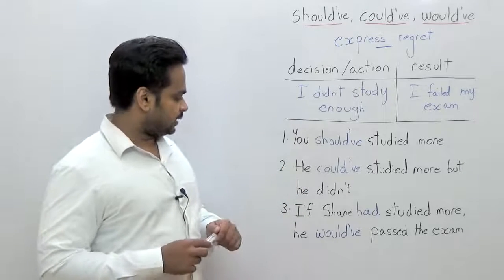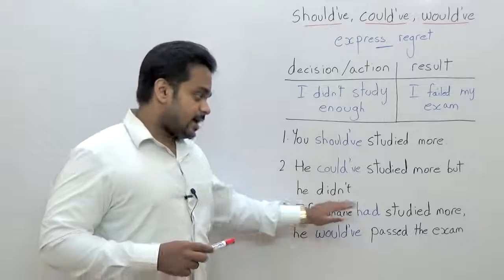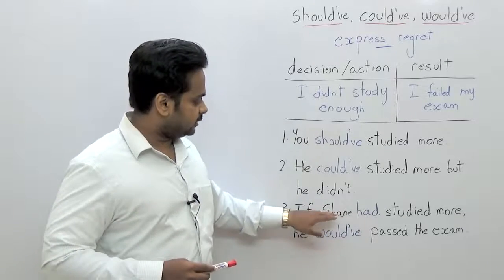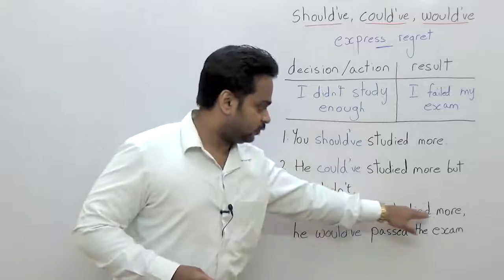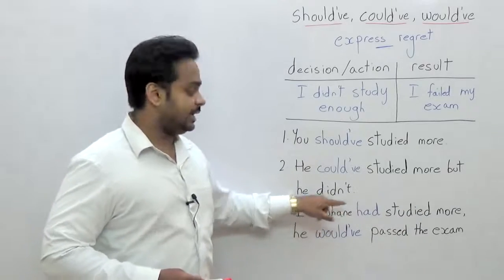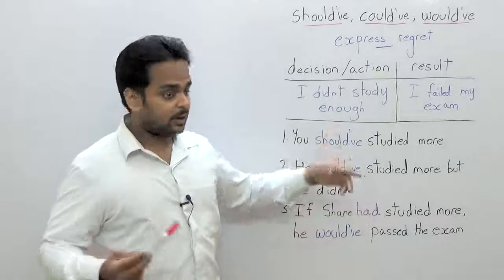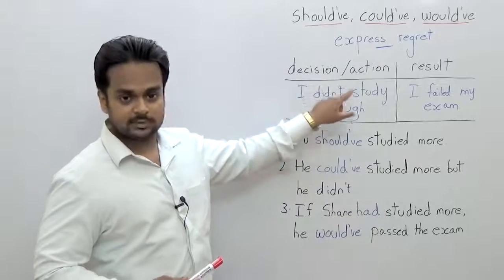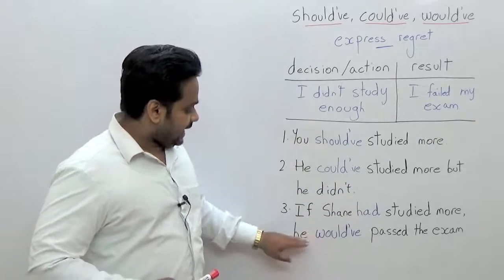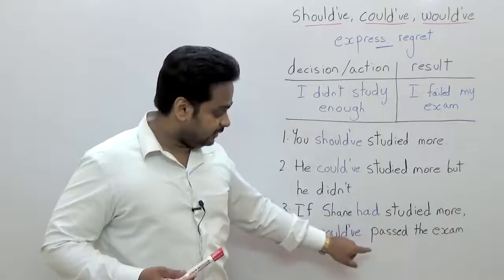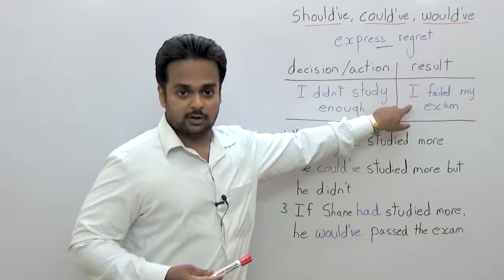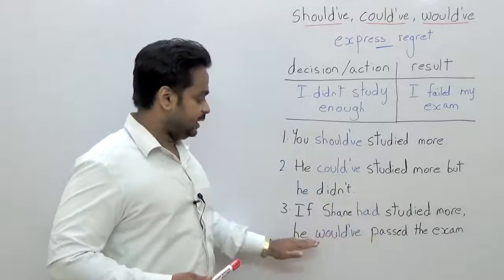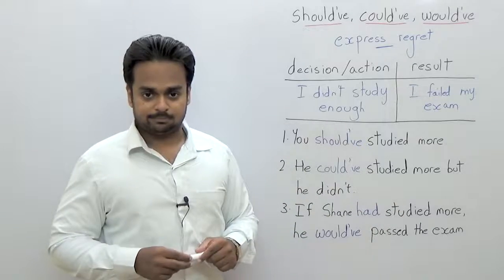So have a look at this sentence. If Shane had studied more, he would have passed the exam. So you can see that the decision or the action is over here. If Shane had studied more. The reality is he didn't study. So this is the opposite of this. And then he would have passed the exam. This is the opposite of this over here. He failed the exam, but if Shane had studied more, he would have passed the exam.